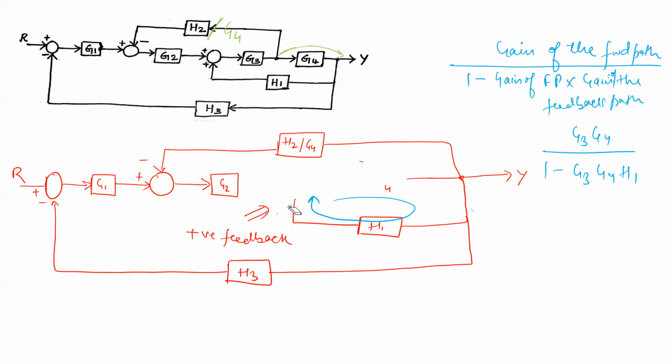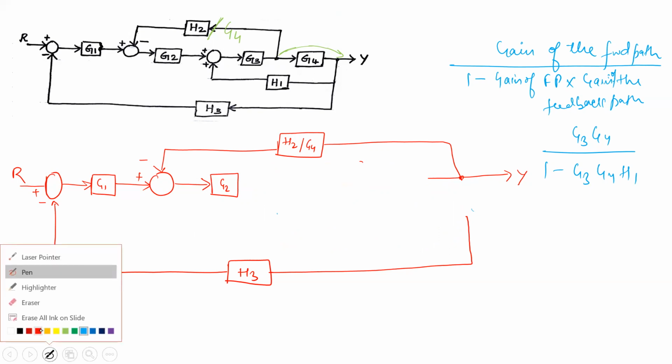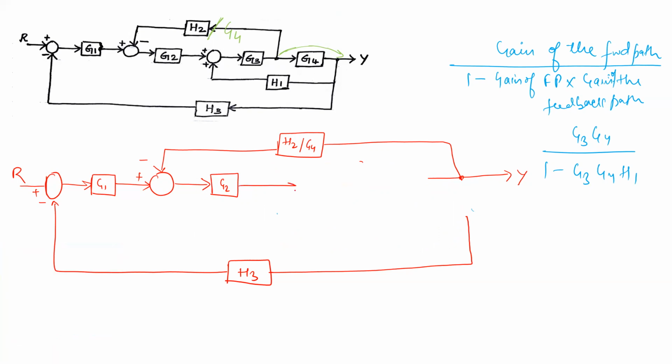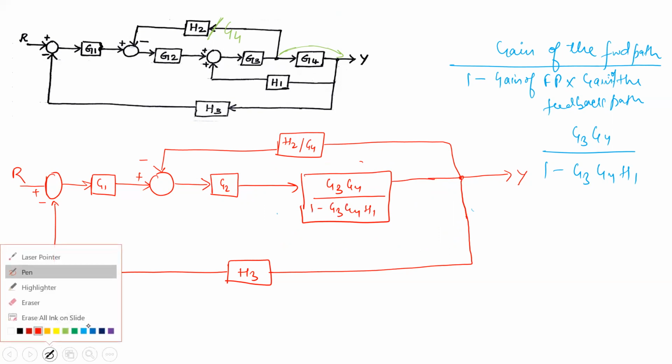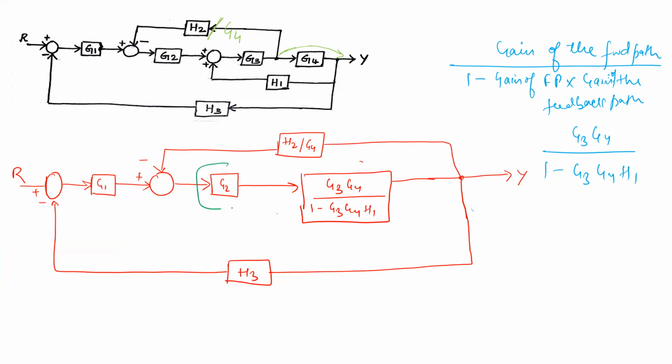Now we will replace this whole section with a single block. So let us draw it. Here we have a single block now, and that single block is G3 G4 divided by 1 minus G3 G4 H1. Now, as you can see, these two are in cascade with one another.